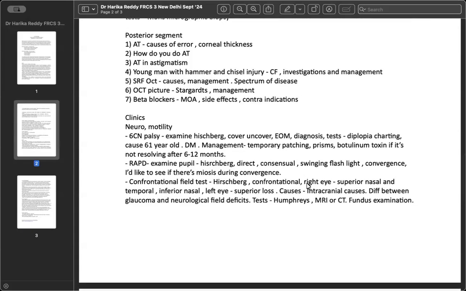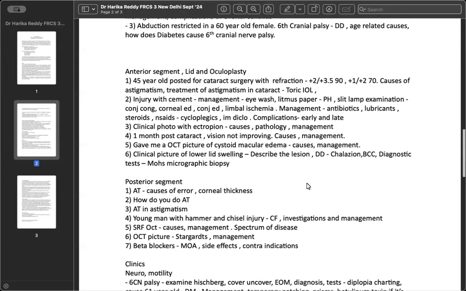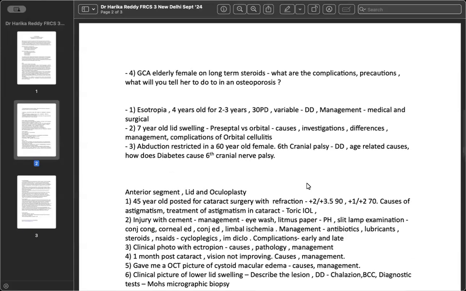Ma'am, I have just one question. You told about that 4-year-old girl with esotropia that is variable, no? That variability, is it because of the device or is it due to some accommodativity? Usually variability... I actually told him, okay, refractive cause and non-refractive cause. He was like, no, refraction is fine. And he kept insisting on variable, variable.